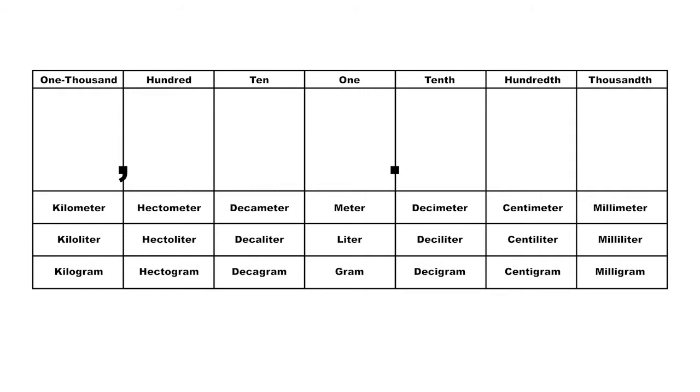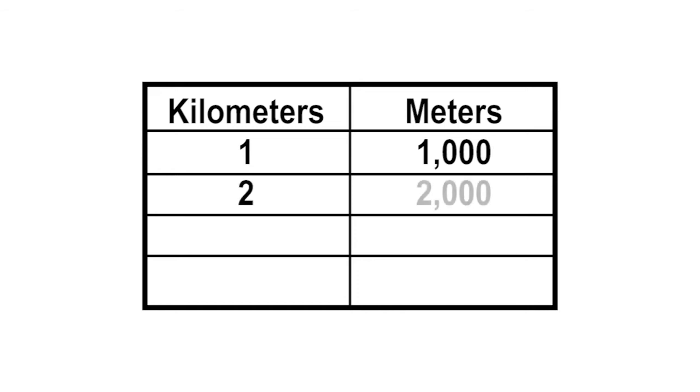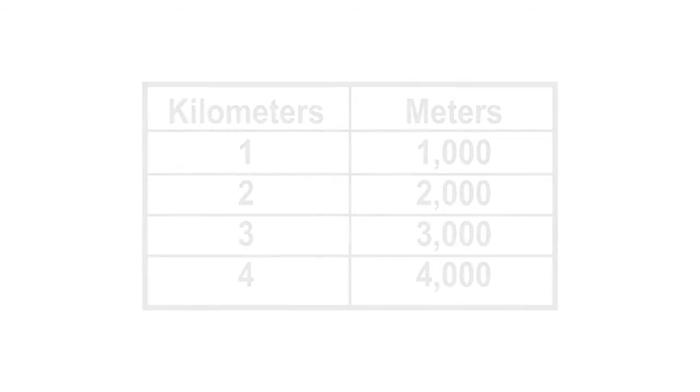Another way to represent the conversion is to create a 2-column table. Place the kilometers on the left and the meters on the right. We know that 1 kilometer is equal to 1,000 meters. So how many meters would be in 2 kilometers? 2,000. And in 3 kilometers? 3,000 meters. Using a table is another way to convert measurements to help students be able to understand conversions.